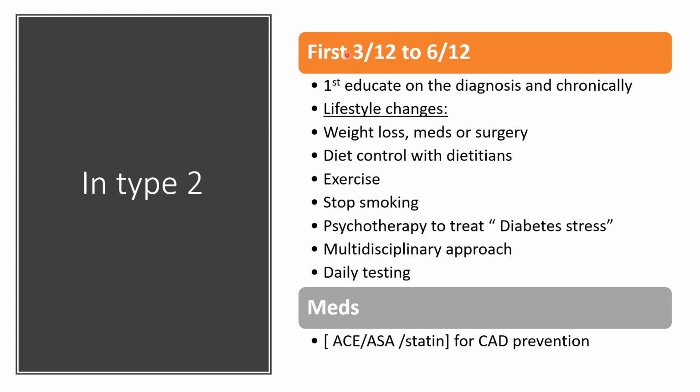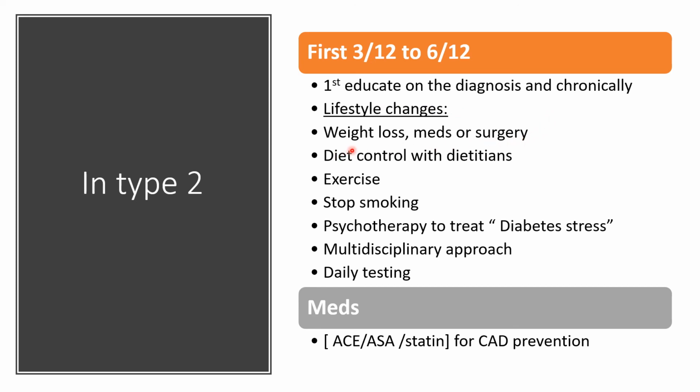In type 2, first things first, for the first 3 months to 6 months, we'll be dealing with lifestyle changes. So the first thing to do in type 2 is to educate the patient that this is a diagnosis, and this is chronic. Chronic to lay people on the street means it is more horrible. No. They believe acute is mild, chronic is more scary. No. Acute is actually more serious in the medical field. And chronic means you've been living with it for a long time, or you're going to live with it for a long time. So, lifestyle changes is the first thing to embark upon in type 2.